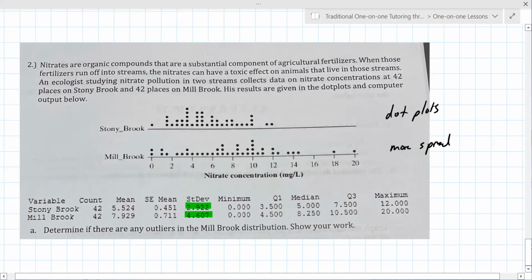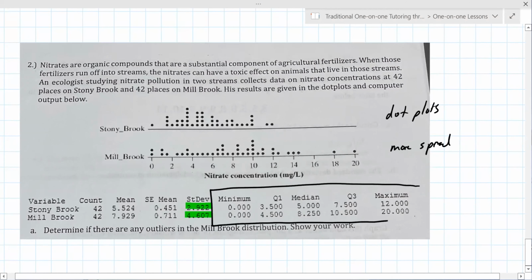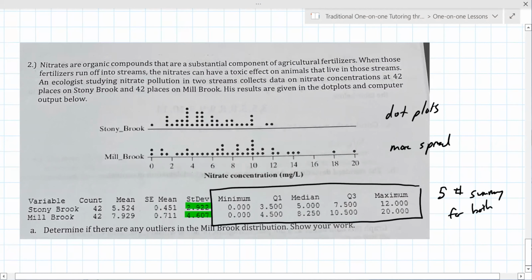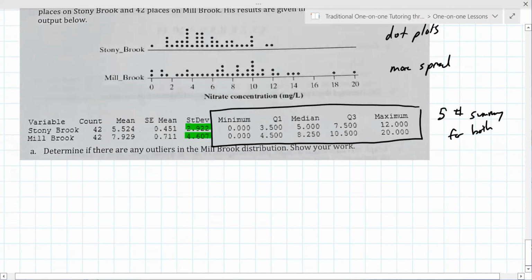You could look at the means. One's lower than the other, and so on. This 5-number summary over here, though, this is going to be really important. This is our 5-number summary for both. Now it says to determine if there are any outliers. So I avoided talking about this in the first couple of questions. The way you determine outliers is you have to first calculate what's called the interquartile range, IQR. And that's always Q3 minus Q1.